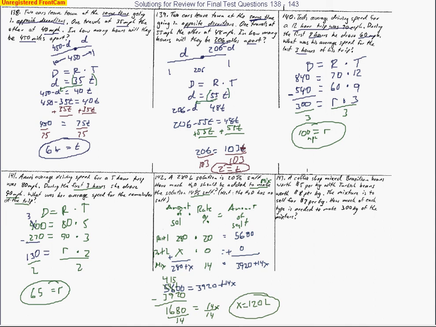Well, let's take a look at our last one here. A coffee shop sells some Brazilian beans worth $5 per kilogram. Turkish beans cost $6 per kilogram. The mixture is to sell for $7 per kilogram. How much is needed to make 300 kilograms of the mixture? "To make" tells us the mix.